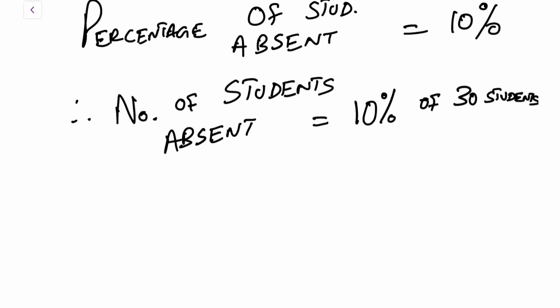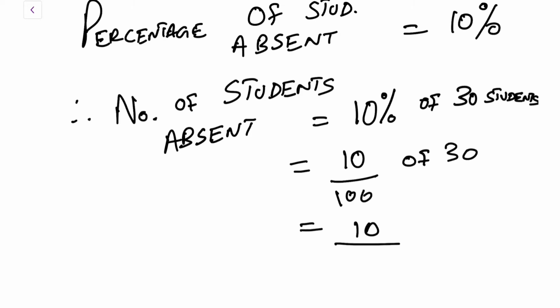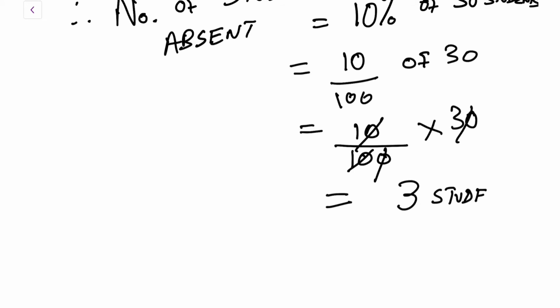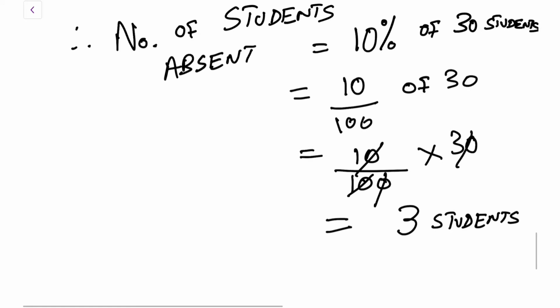All right. So this 10% is nothing but 10 by 100 of 30. That is 10 by 100 into 30. How do you do this? You can remove the zeros. 10, 10. This is 3 into 1 is the numerator. Denominator is 1. So it is 3 students. All right. So the number of students who are absent in the class are 3.